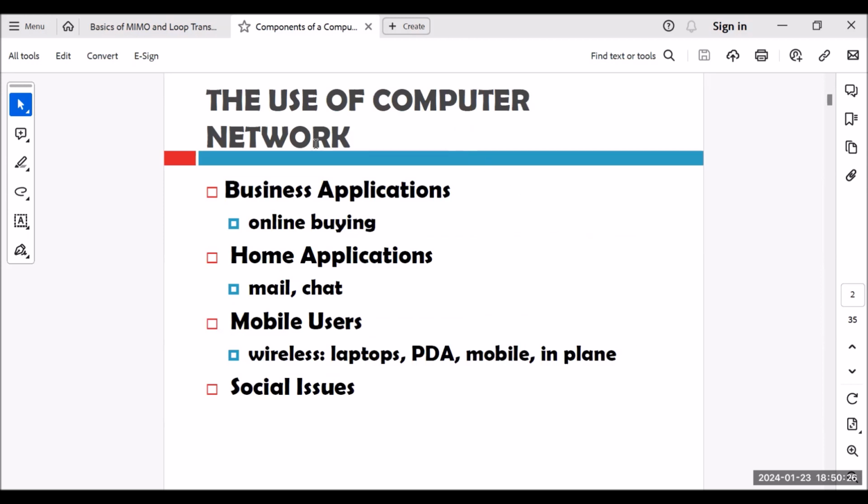The use of computer network. It is used for business applications, such as online buying, for home applications, such as mails and chats, by users of wireless laptops, personal digital assistants, mobiles, and also for social issues. All of these things require a computer network.